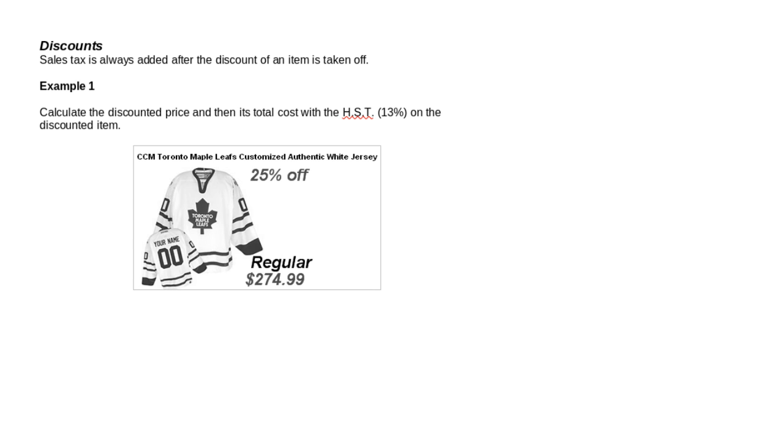With taxes, we always added first. But this time, instead of adding, the 25% that this thing says is taken off, we're going to subtract it. So let's go and calculate the discount. The first thing that you've got to recognize is that we've got 25% of $274.99.